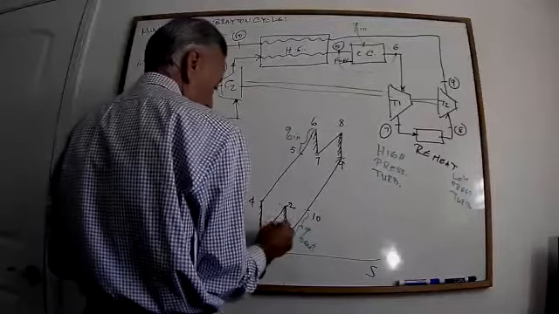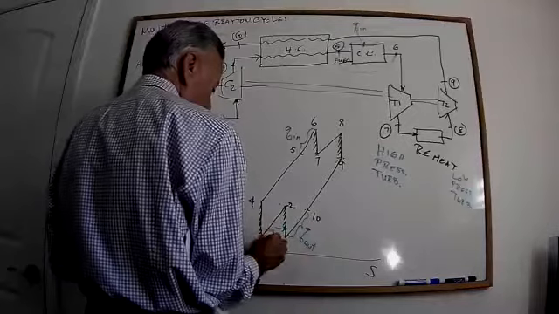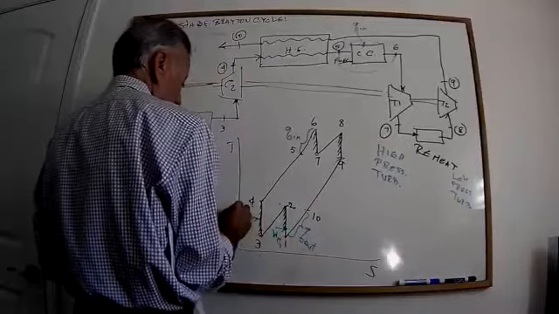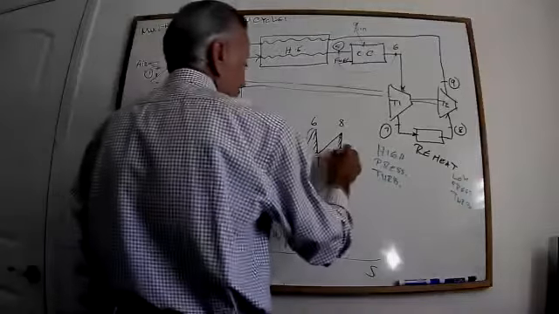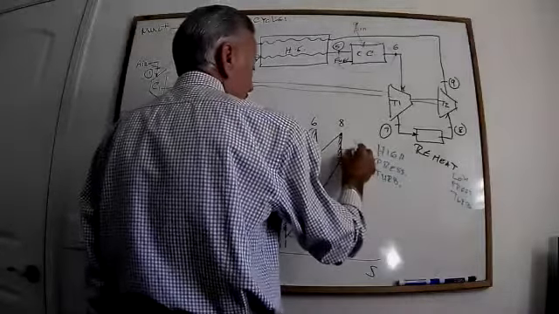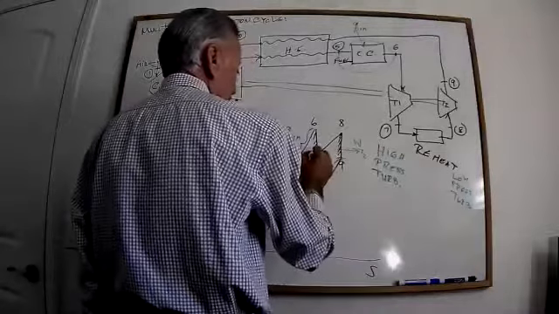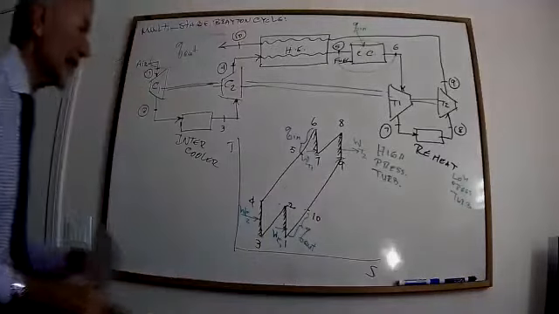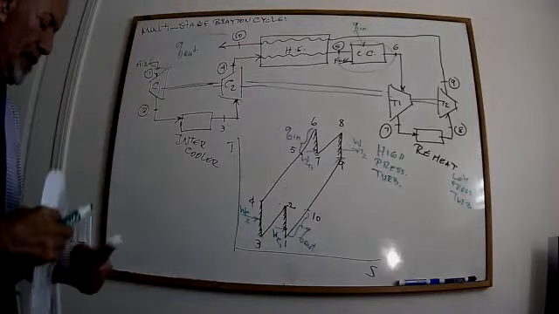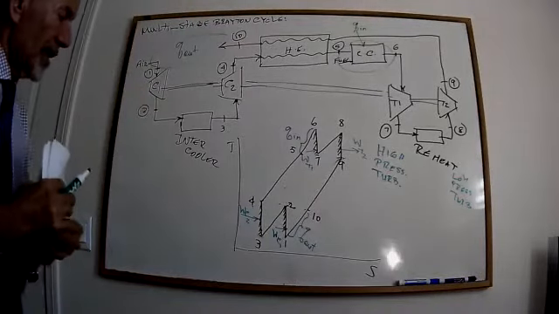In this case, this would be compressor 1, compressor 2, turbine 2, turbine 1. So that would be my TS diagram.